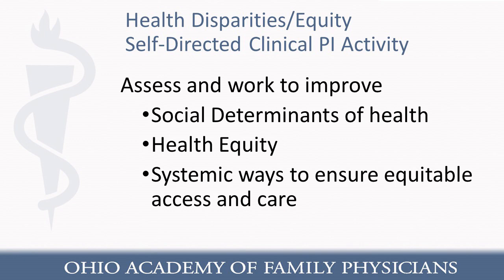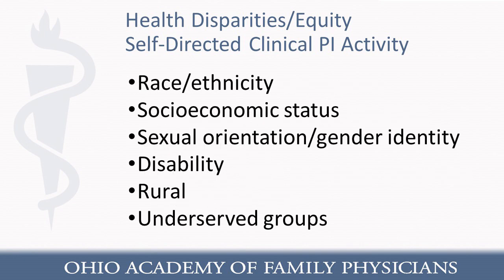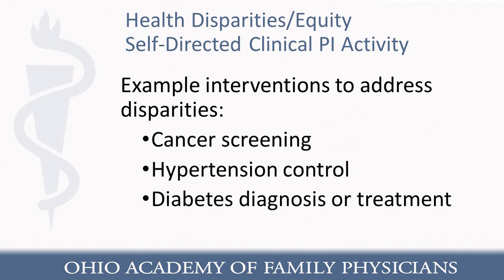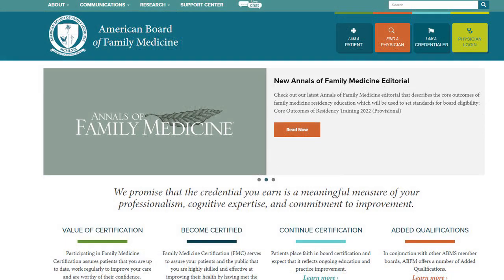To get credit, you need to assess and work to improve the way that your practice addresses social determinants of health, health equity, and/or systemic ways in which you ensure that patients' access, experience, and care is equal. This performance improvement project can address many different dimensions of care, such as addressing race, ethnicity, socioeconomic status, sexual orientation or gender identity, disability, rural or underserved groups of people. From this, you can plan an intervention to close gaps in care. For example, disparate outcomes of common screening activities, such as cancer screenings, and conditions, such as quality measures for hypertension or diabetes.